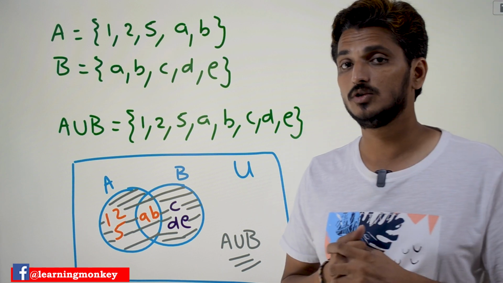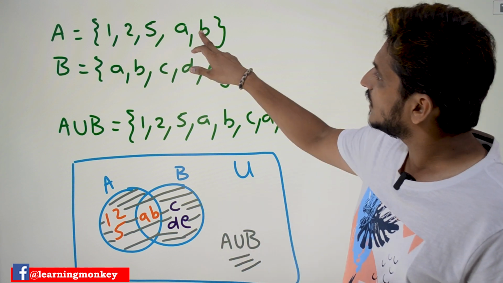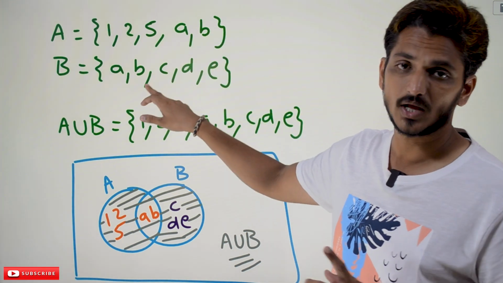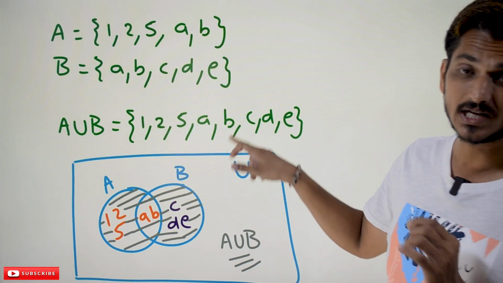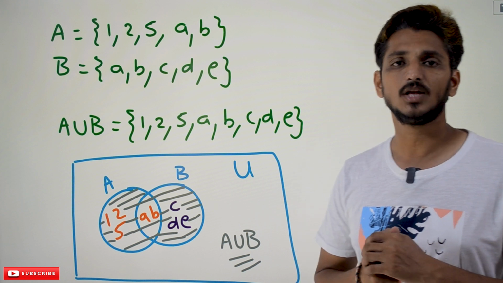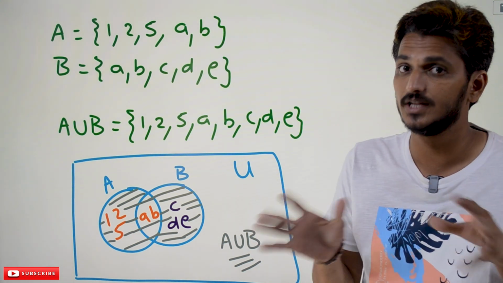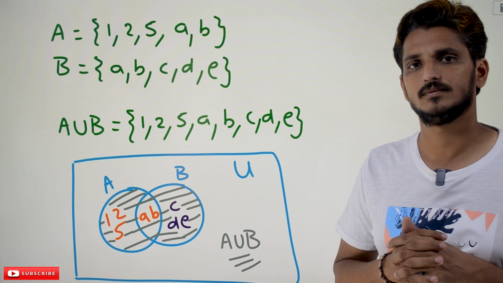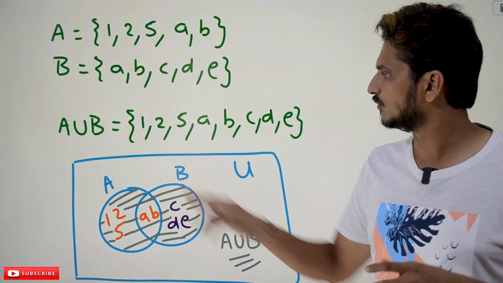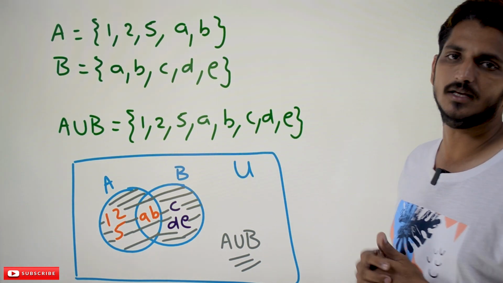But one important point you need to understand here. Here we have a, b two times, but you have to mention them only one time in the set. Duplicate elements should not be mentioned in the set. So {1, 2, 5, a, b, c, d, e}.